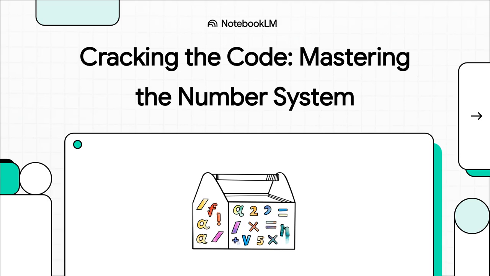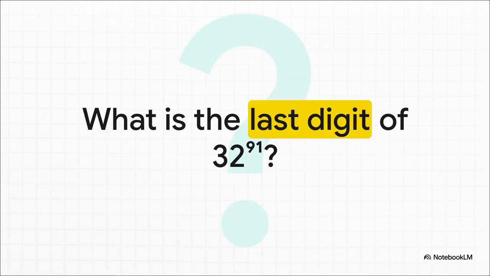Today, we're cracking the code on something that shows up on pretty much every aptitude test you'll ever take, the number system. This is your key to getting that dream job. Okay, let's just dive right in with a problem that looks, well, it looks impossible. What is the last digit of 32 to the power of 91? It feels like you need a supercomputer, right?